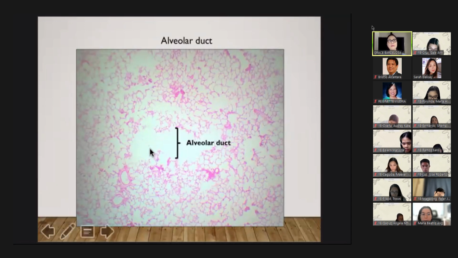Now this time, the alveolar duct is large, compared to the other ones here. The alveolar sacs, alveolar alveoli. Okay, so there are three terms that you have to know. Alveolar duct, ito siya malaki. Okay, yan yung duct, and it connects to the other structures.